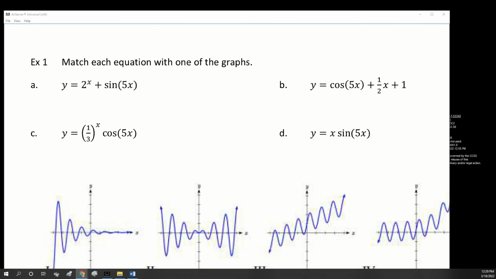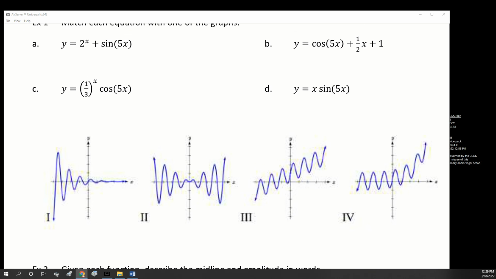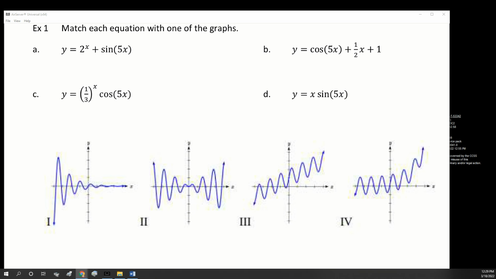All right, so let's look at some examples. Okay, so this first one, we have this sine of 5x, so that's our sine part. And to it, we're adding 2 raised to the x. So is that going to have the midline be changed or the amplitude? The midline. So 2 to the x is exponential. So this is an exponential, and it's exponential growth, midline.